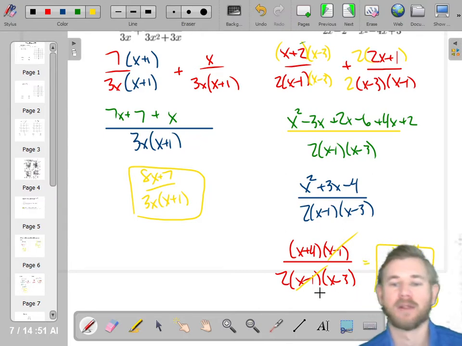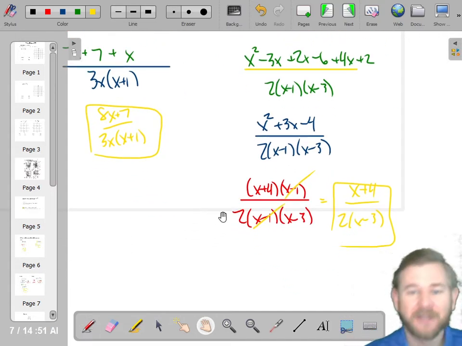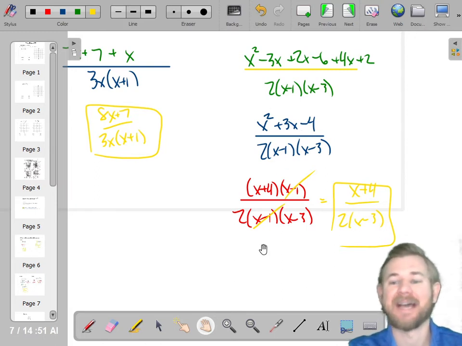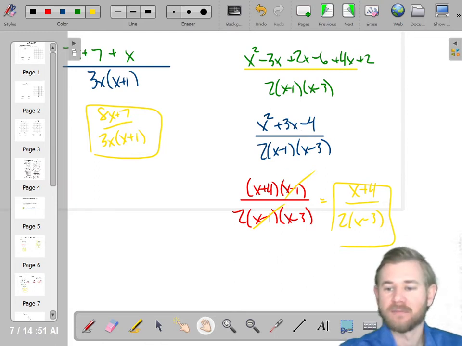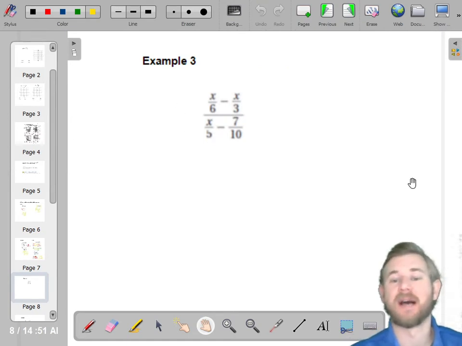So that one keeps going a little bit. It's kind of cool. There you go. Okay. So if you can factor, you need to, because sometimes you will then cancel out one of your factors. Alright, let's keep moving.